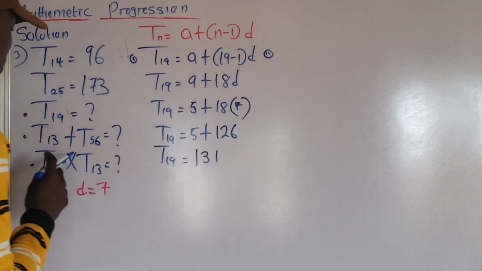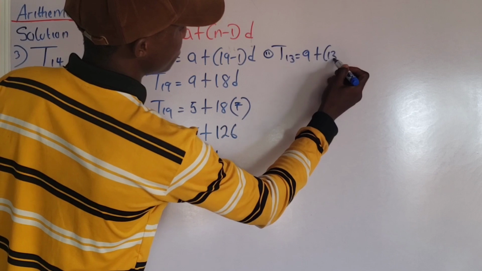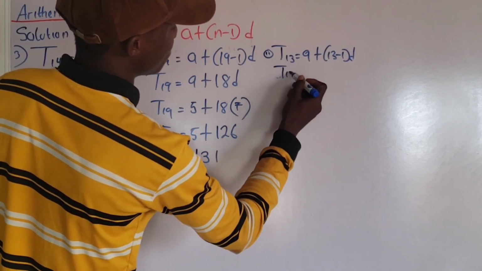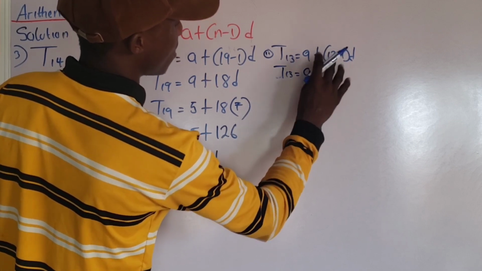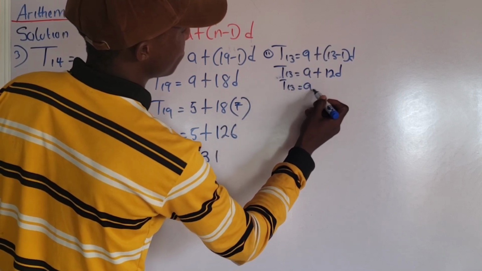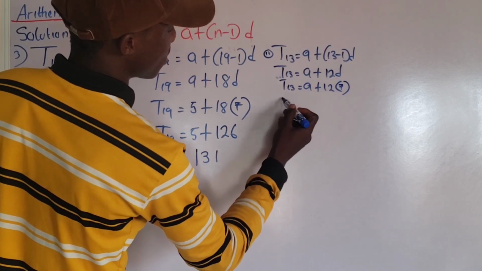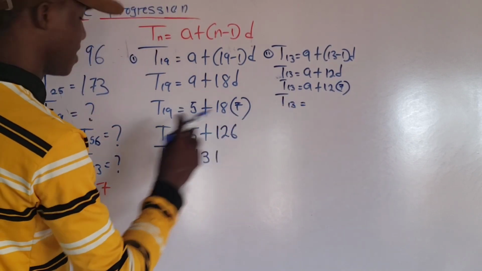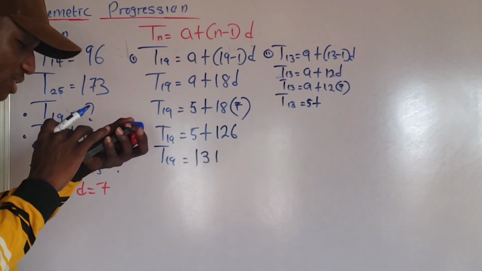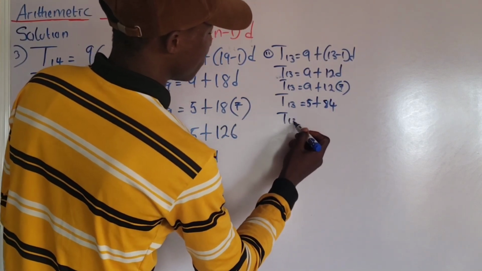For 2, the 13th term, T13, is equal to a plus 13 minus 1 multiplied by d. That will be a plus 12d. The 13th term will be equal to a plus 12 multiplied by d. d is 7. So the 13th term is equal to a, a is 5, so I'm going to have 5 plus 12 multiplied by 7. That is 84. So I'm going to have 5 plus 84. So the 13th term is equal to 89.